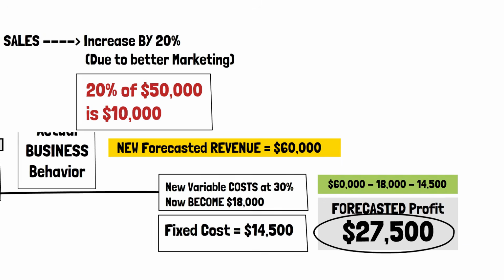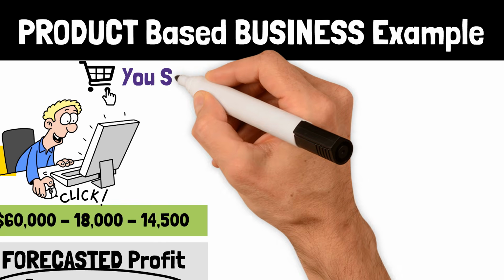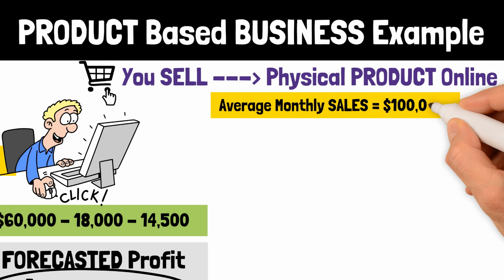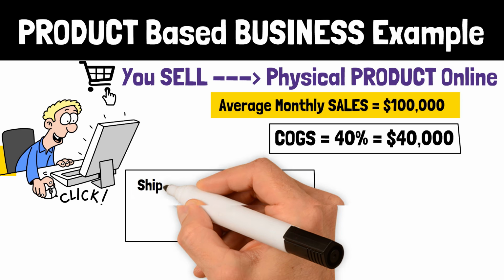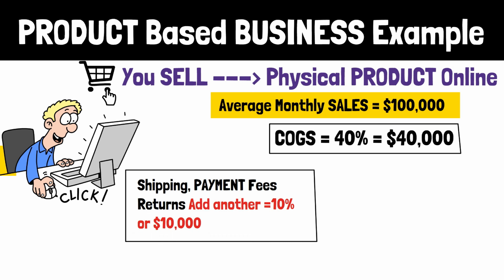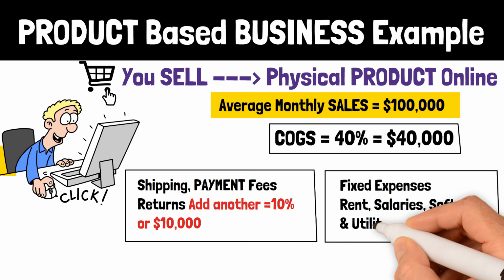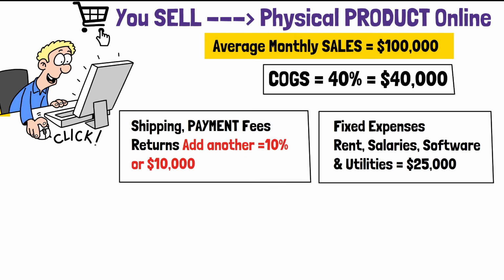Let us take another example from a product-based business. Assume you sell physical products online. Your average monthly sales are $100,000. Your cost of goods sold is 40%, which means $40,000. Shipping, payment fees, and returns add another 10%, or $10,000. Fixed expenses like rent, salaries, software, and utilities total $25,000.